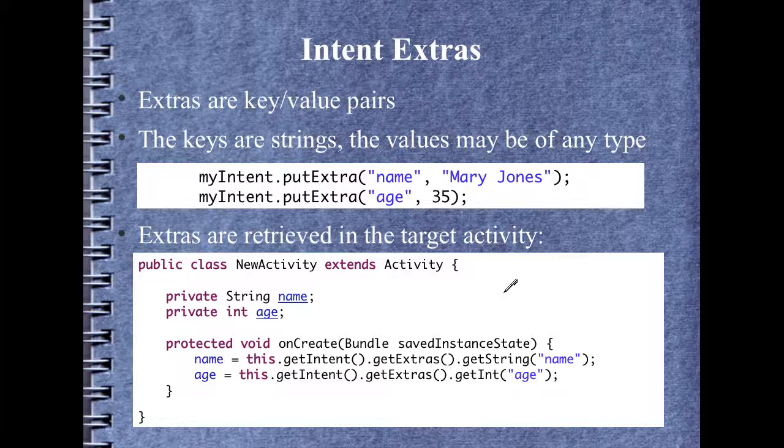So here we have a new activity, extending activity. We've set up two private properties, the string for a name and the int for an age. And then in onCreate, we pull the extras by using this.getIntent().getExtras().getString, and then we use the key, and that will give us back the value.